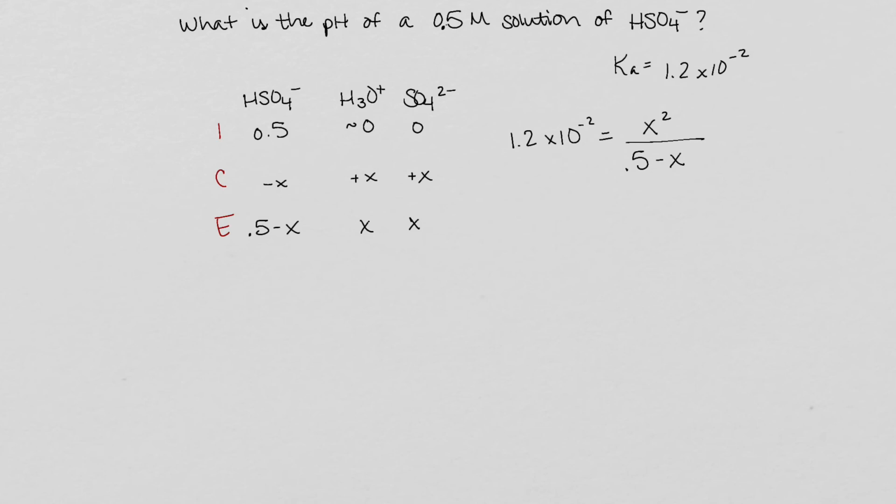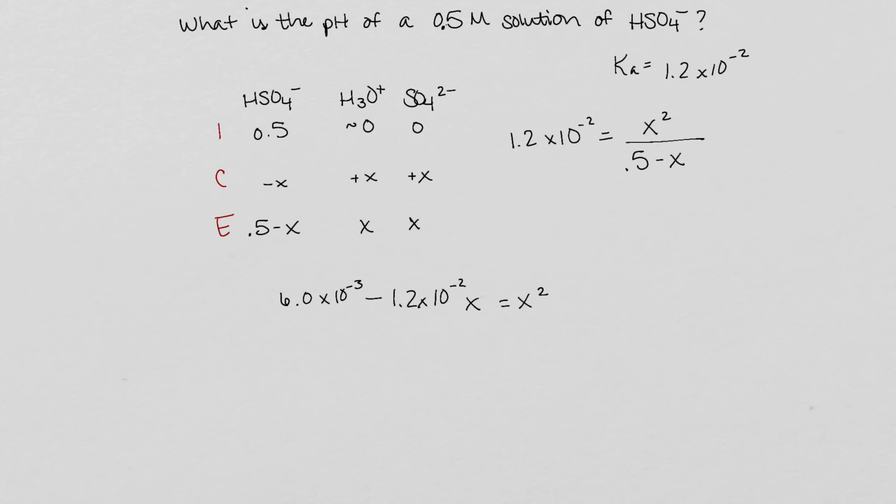So we're not going to make this assumption, because if we did, we would find that we would not meet that 5% threshold. So let's do the actual calculation instead. So the first thing we need to do is rearrange this equation. So we multiply both sides by 0.5 minus x, and we get 6.0 times 10 to the negative 3 minus 1.2 times 10 to the minus 2 x, and that's going to equal x squared.